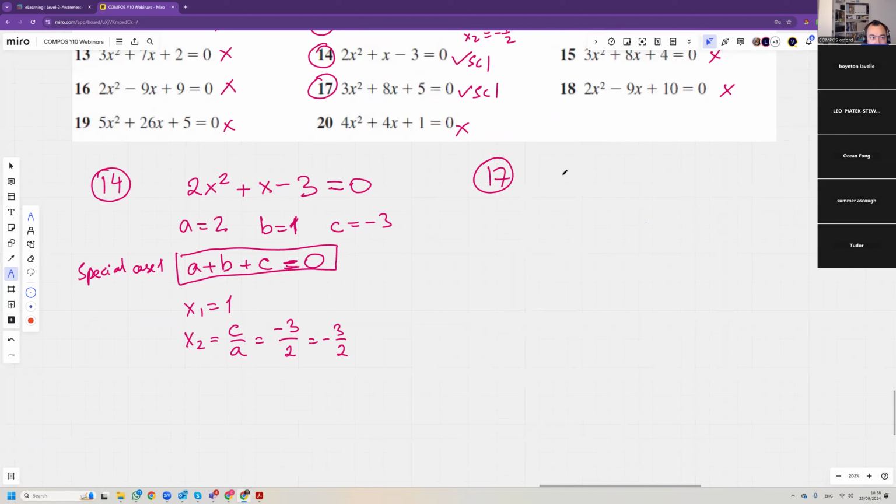Let's look at number 17. 3x squared plus 8x plus 5 equals 0. So a is 3, b is 8, and c is 5.